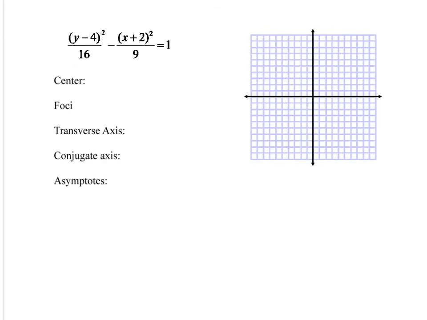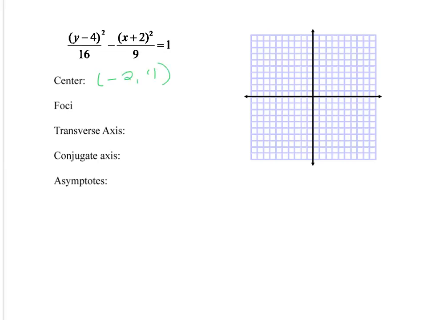We have the equation (y minus 4) squared over 16 minus (x plus 2) squared over 9. So it does look like I do have an h and a k that are not 0, which is fine. It also looks like I have a hyperbola, which is vertical, because the y is the positive term. So I now know I have a center at negative 2 comma 4. I just got that from looking at my h and k.